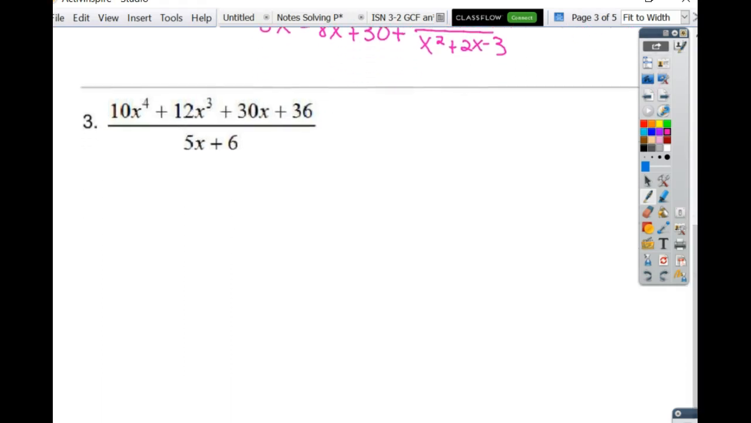Okay. What changed on number 3? You got to put the 0 in there.